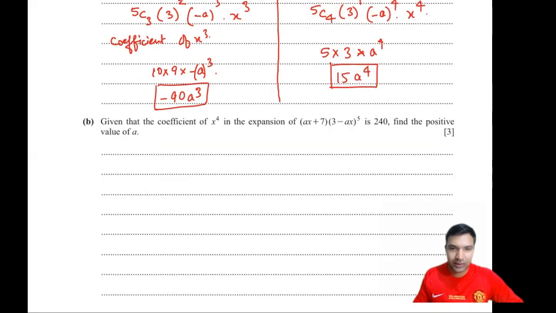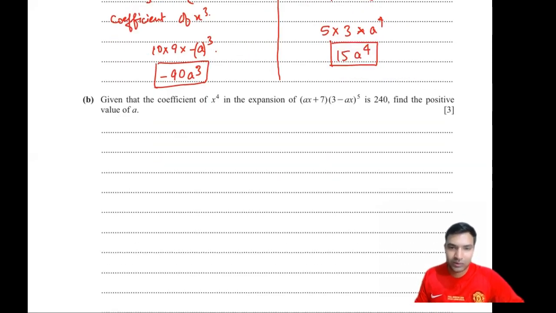Now, coming on to the next bit of it. Given that the coefficient of x power 4 in the expansion of this is 240, find the positive value of a. So let me highlight what they have asked. The coefficient of x to the power 4, which we already found over here. So let me highlight this as well. Perfect. So now, in the expansion of this is 240. Okay, so this is given to us.